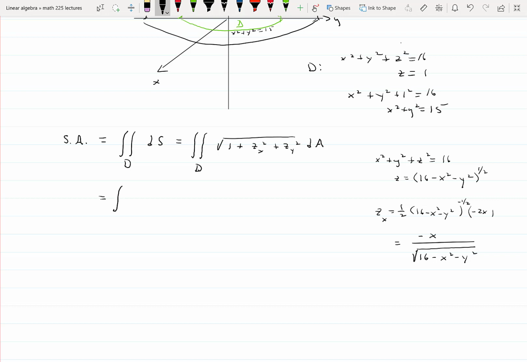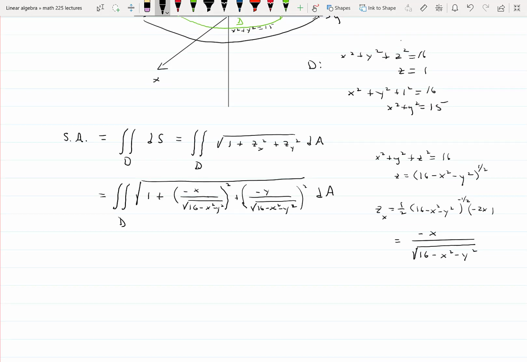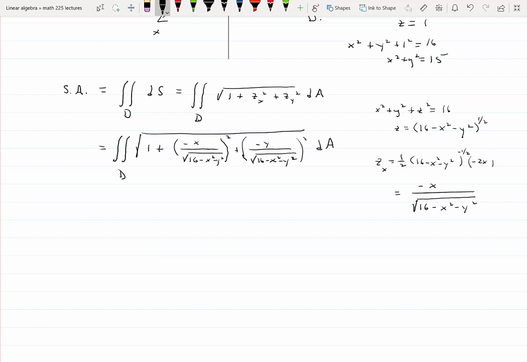The surface area is the double integral of the square root of 1 plus z sub x squared, that is negative x over the square root of 16 minus x squared minus y squared, squared, plus z sub y, negative y over the square root of 16 minus x squared minus y squared, squared, all under the square root, dA over the region D. Okay, so let's simplify that integrand before we start converting this double integral into an iterated integral.